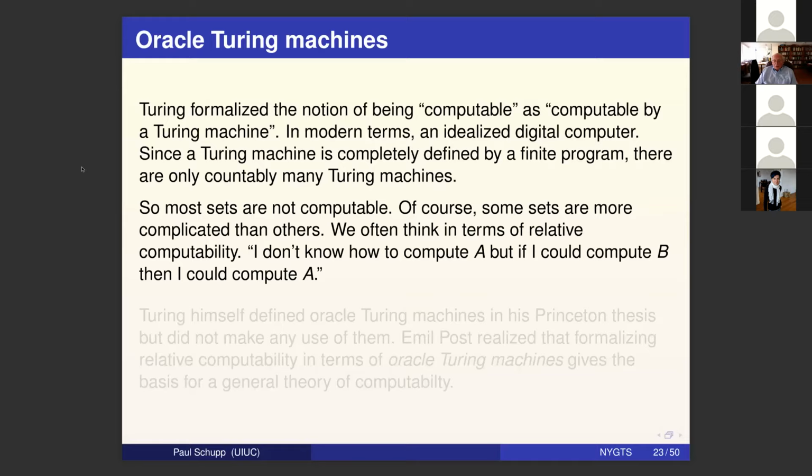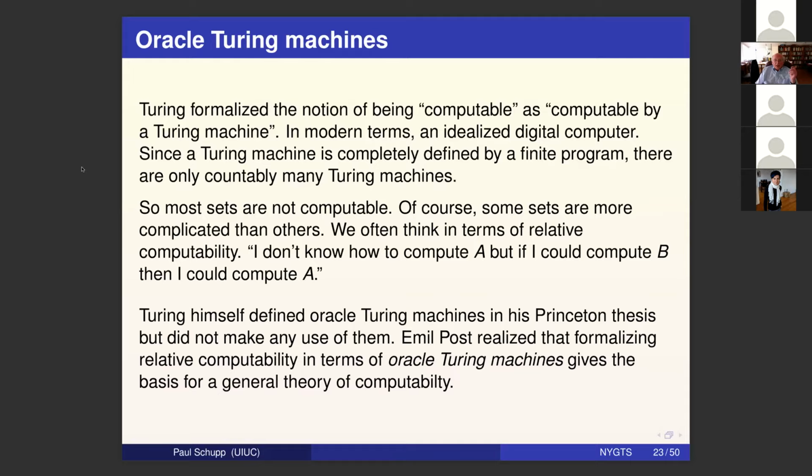Now, in thinking about mathematics, we often think in terms of relative computability. I don't know how to compute A, but if I could compute B, then I could compute A. Turing himself defined Oracle Turing machines in his Princeton thesis, but he did not make any use whatsoever of them. His Princeton thesis was about logics of ordinals. This was an offhand remark. It was Emil Post who realized that formalizing relative computability in terms of Oracle Turing machines gave the basis for a general theory of computability.